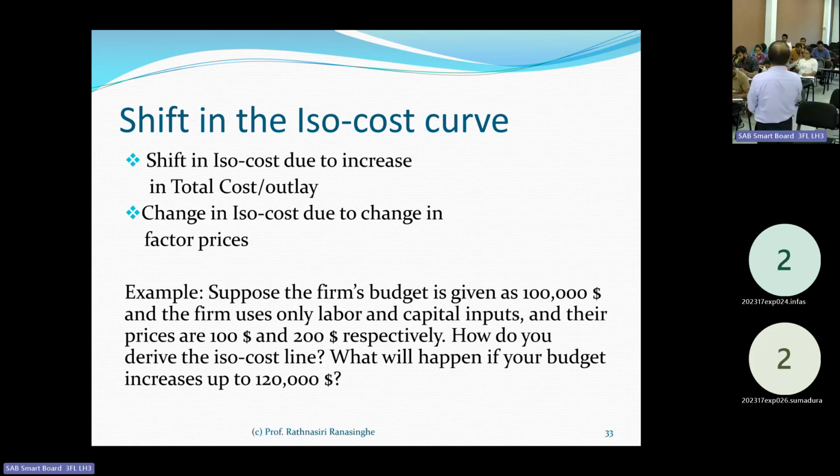What is isocost? We assume the linear isocost. Okay, the isocost line, the linear, downward sloping.